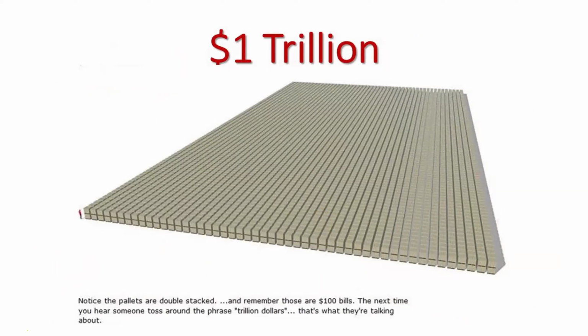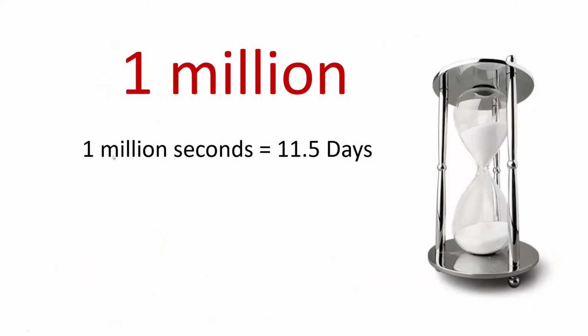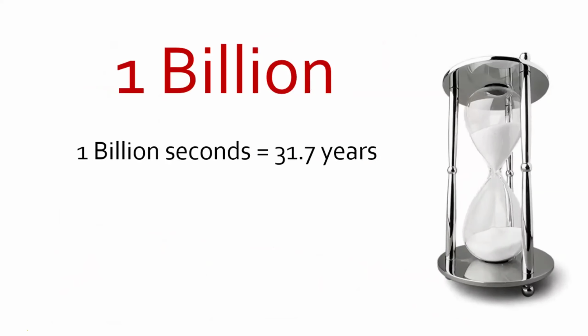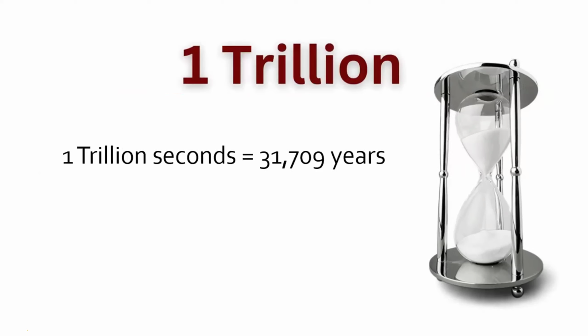Wow. So let me put it into perspective this way. If you count to 1 million, it's going to take you 11 and a half days to get there. If you count to 1 billion, it's going to take you almost 32 years to get there. Now, let me ask, anybody want to give a guess on how long it'll take you to get to $1 trillion? 200 years? That's what I thought too. 300? It's 32,000 years.